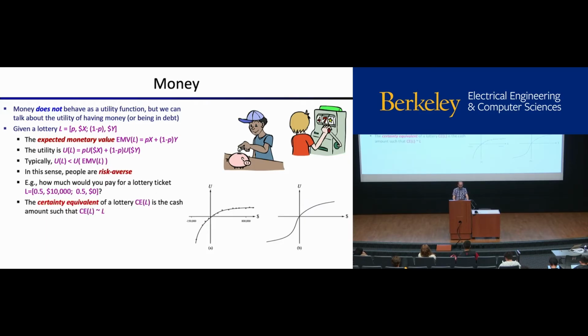The certainty equivalent of a lottery is the cash amount such that you're indifferent between getting that cash versus playing the lottery.